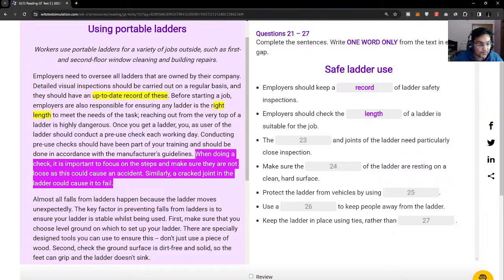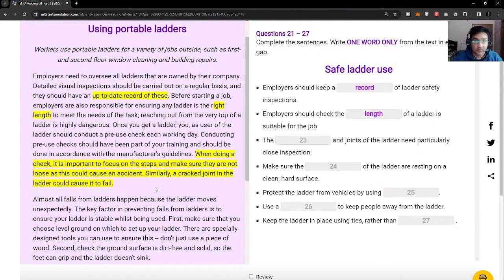Okay. Now, this is what you need to work on. This sentence is a summary of these two sentences. So in one sentence, he's talking about two objects. In the paragraph, each sentence talks about one object. So there are two sentences for two, and this is one sentence mentioning both. So cracked joints, focus on the steps. The steps and joints of the ladder need particularly close inspection. Is my vision working fine? Yes.